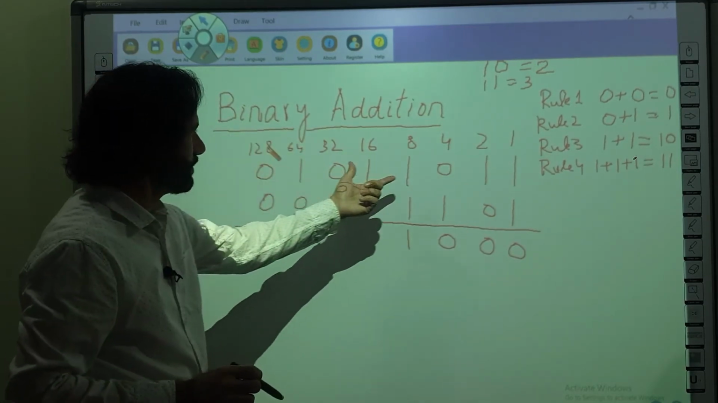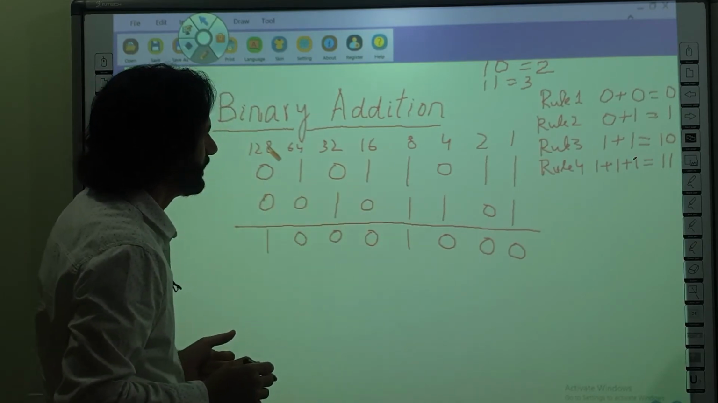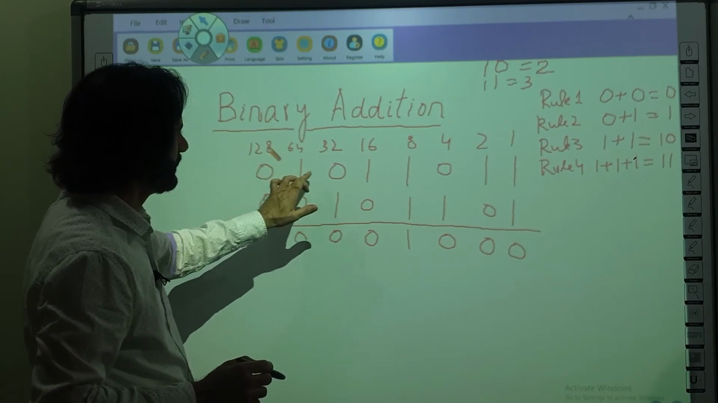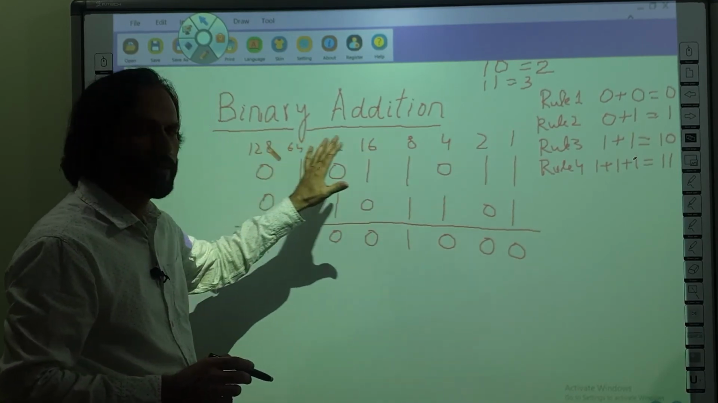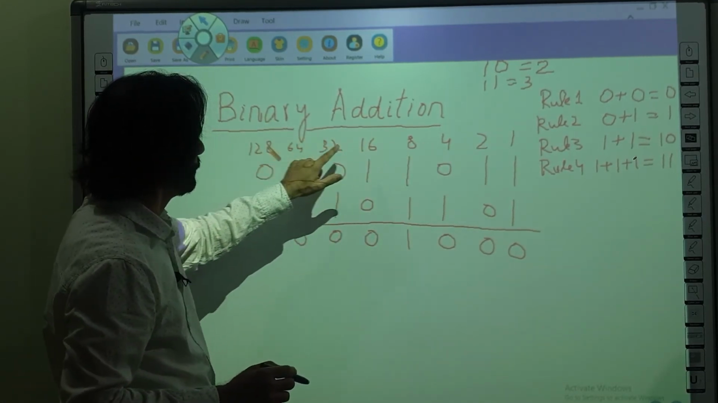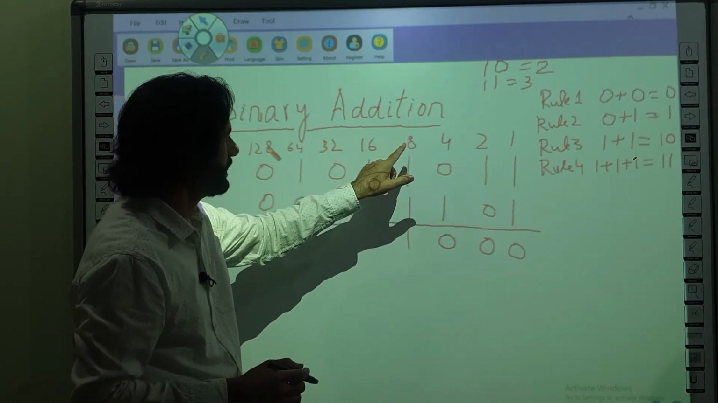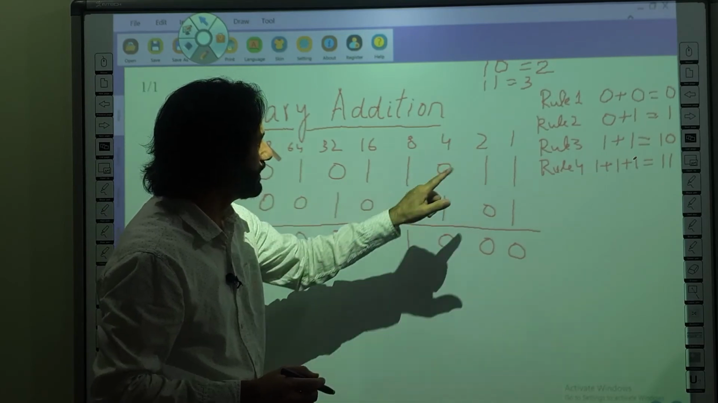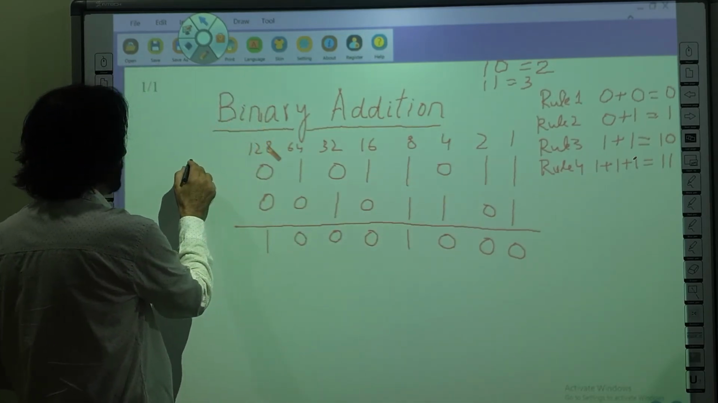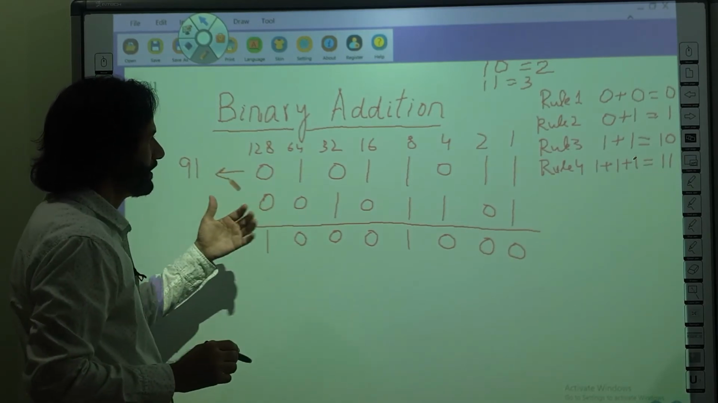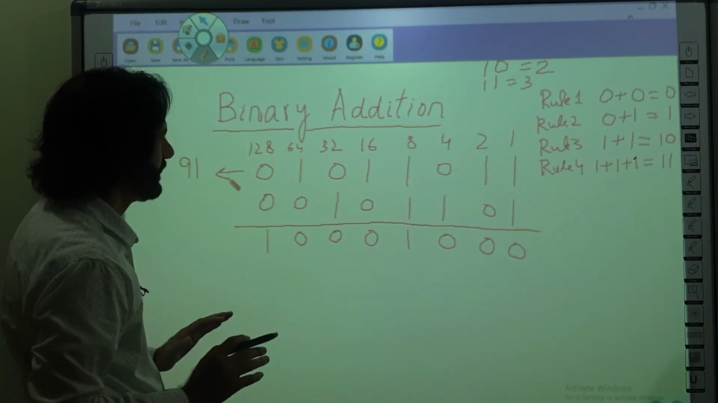So what this binary number will be in denary, we will take only the places where we see a 1, and that place value will be added. So 64 plus 16 becomes 80, plus 8 is 88, to 90, 91. So the number becomes 91. So this binary number is 91 in denary.